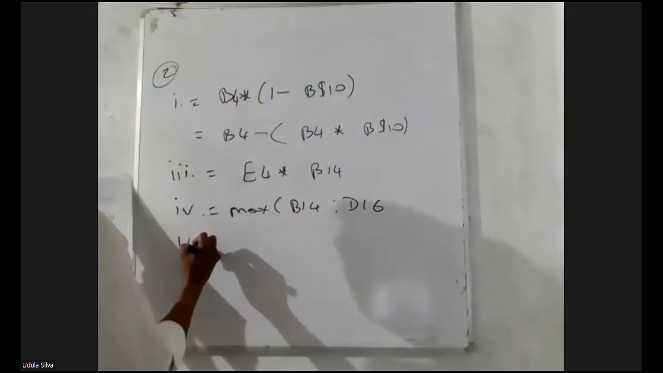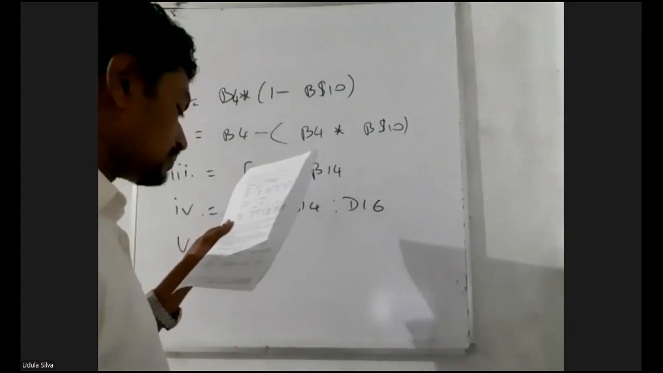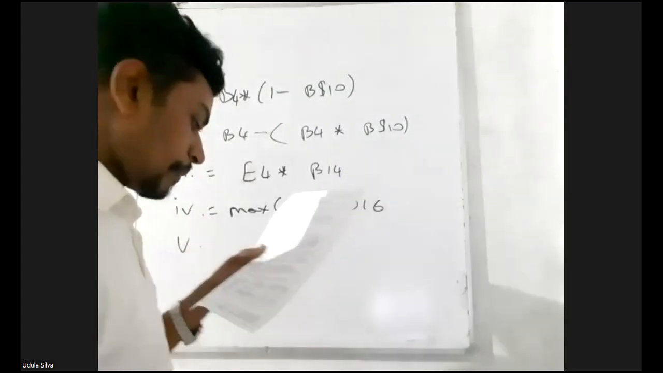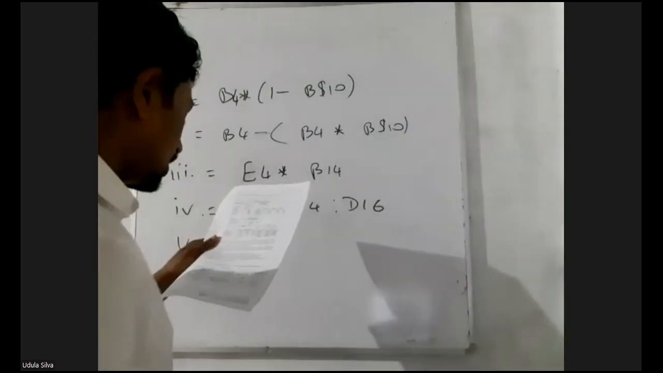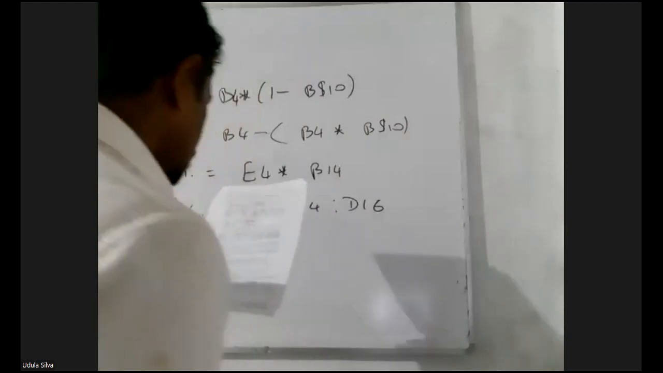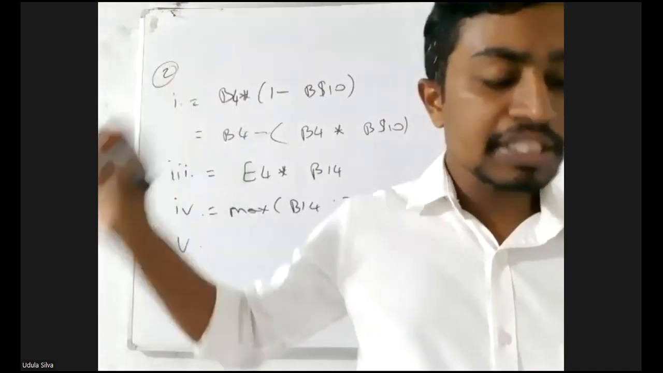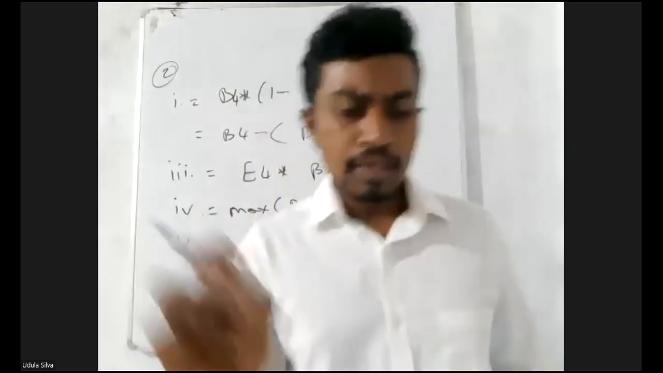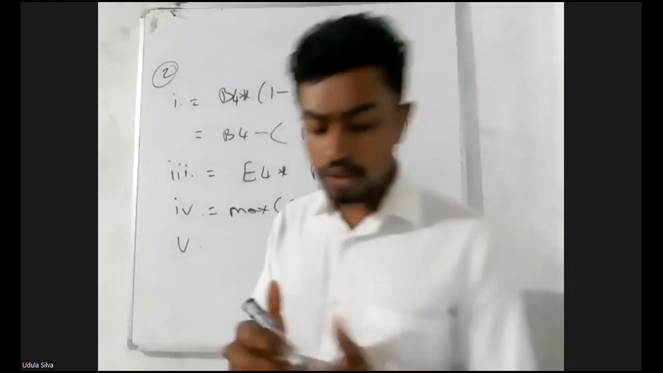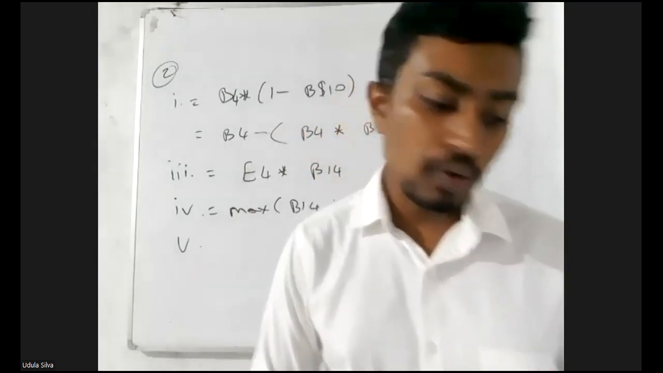Okay, then the fifth one: suggest a suitable chart type to comparatively display different levels of income for each garment item from January to March. What are the suitable chart types? We have to show the different levels of income for each garment. Bar chart, column chart, line chart. What do you have to do?